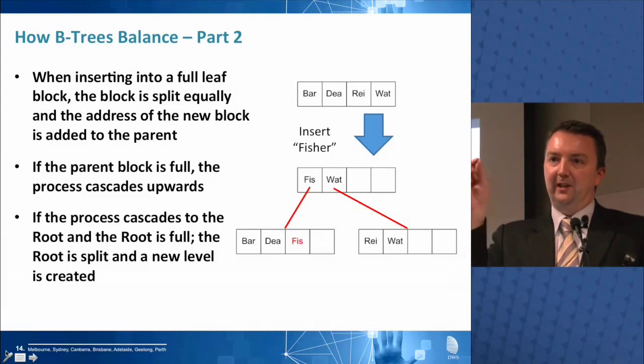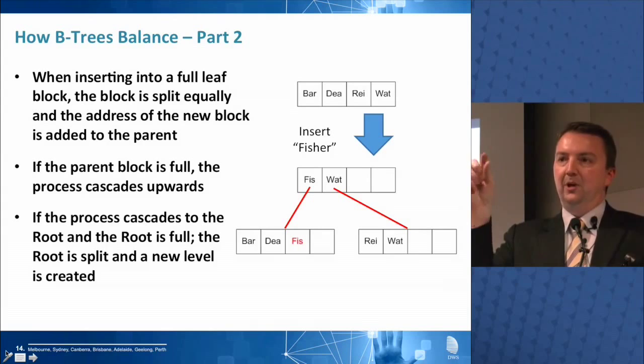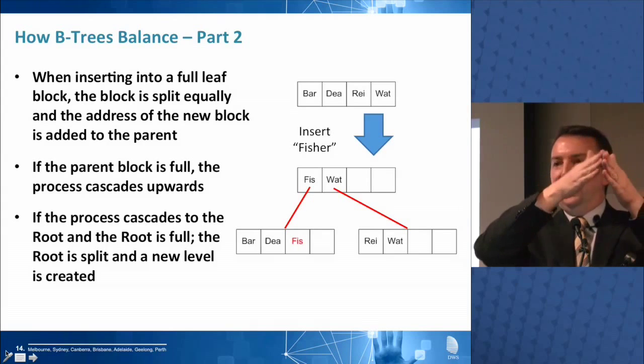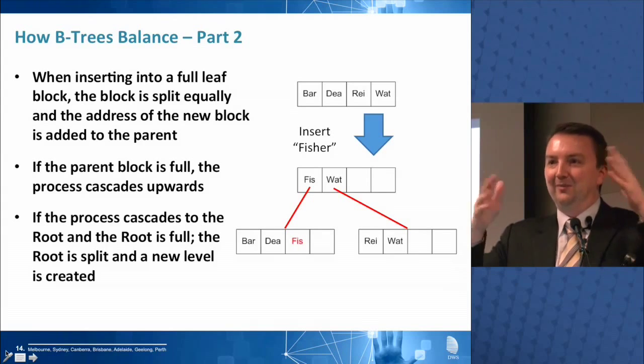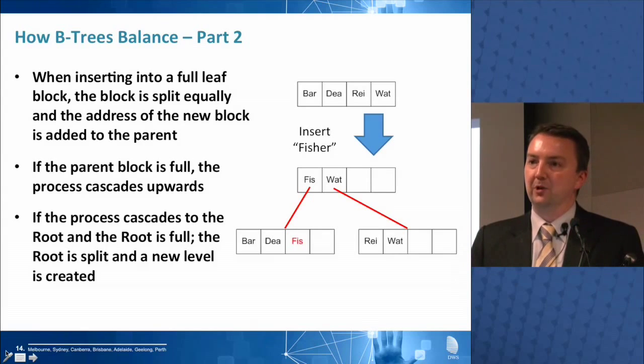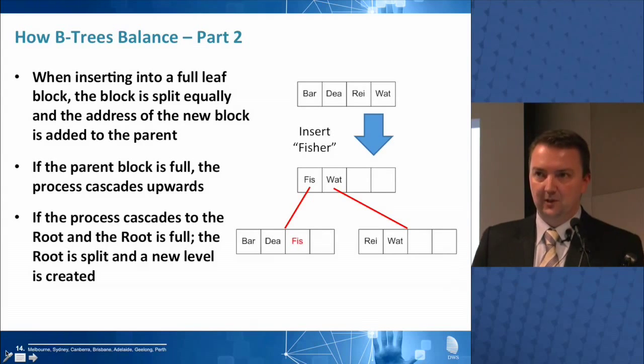So you'll find the root block won't be nice and even, won't be like A to K, L to Z, right? It'll reflect the distribution of your data. Does that answer your question? Cool.